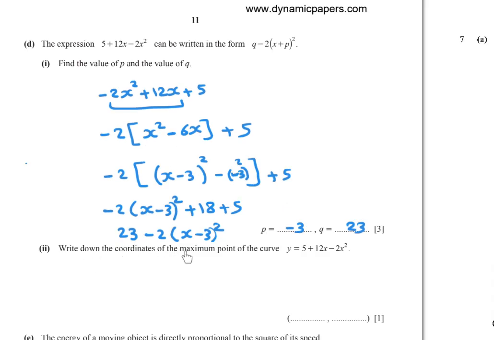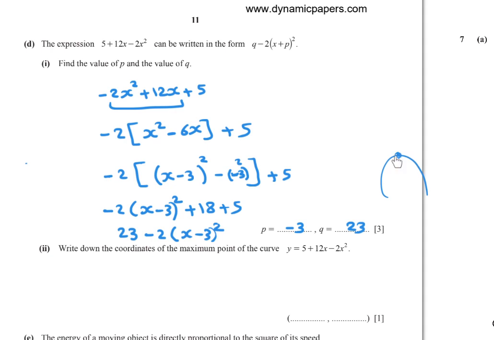Write down the coordinates of the maximum point on the curve y equals 5 plus 12x minus 2x squared. From the vertex form, you can deduce the vertex, the maximum or the minimum. In this case, maximum, because the curve opens downward, so we have a maximum point.